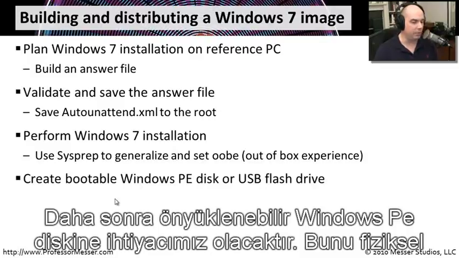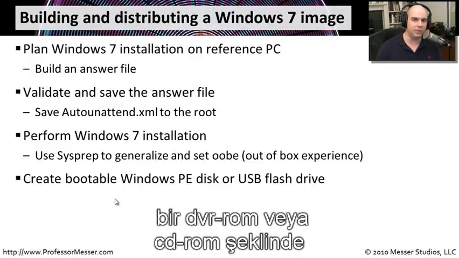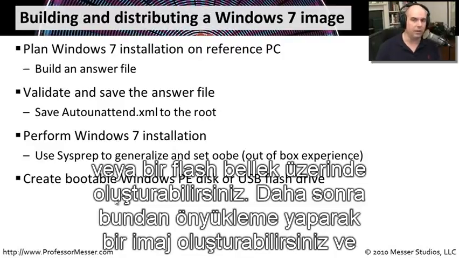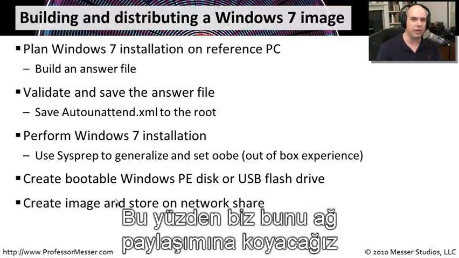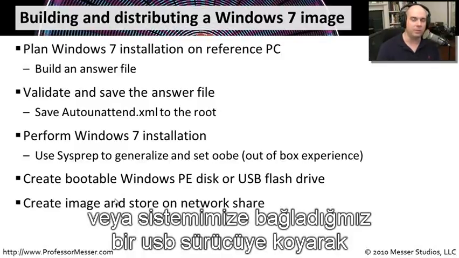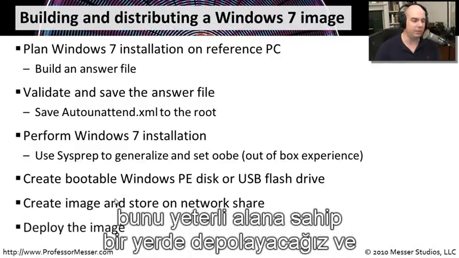We need to create a bootable Windows PE disk then, and you can do that either on a physical DVD or CD-ROM or on a USB flash drive. You'll boot with that and actually create the image. And we'll store it somewhere. These images are usually pretty large. So we'll put it on a network share. We'll put it on a USB drive that we've connected to our system. We'll store it somewhere that we have enough space for it.